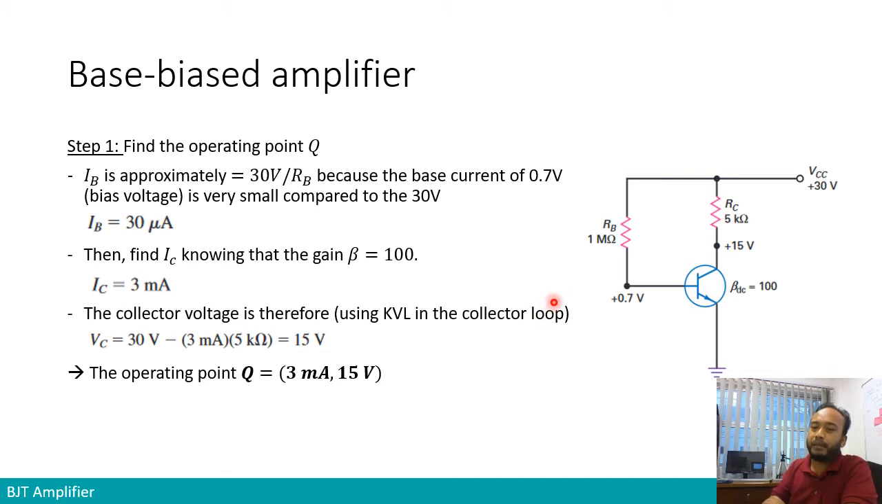Why? The coupling capacitor is not yet in the circuit because now we are only concentrating on the biasing of the BJT, because we want to find out the operating point Q of the base bias BJT, because the biasing will give us the operating point Q. So what is Q? Q is basically two components: you have IC and VCE. Those IC and VCE will be used in calculating the amplification, because we know IC equals beta IB.